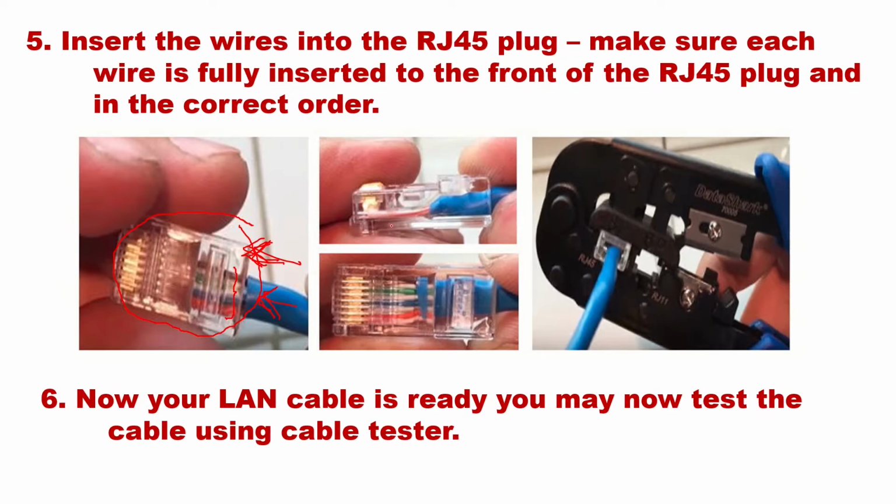So again, check on both sides whether you have put the wires correctly inside, so that they connect properly with the metal contacts inside. Once you feel that your connection is correct, you can put the connector into the crimping tool and press the tool so that the connection becomes permanent. Now your LAN cable is ready. You may now test the cable using a cable tester.